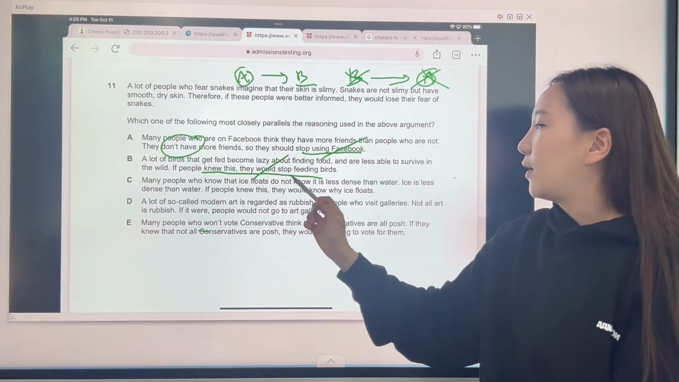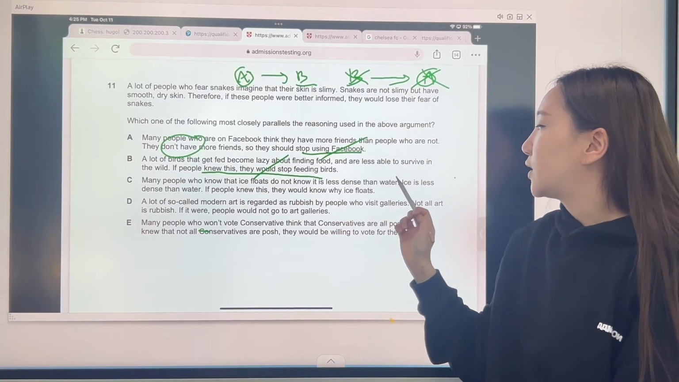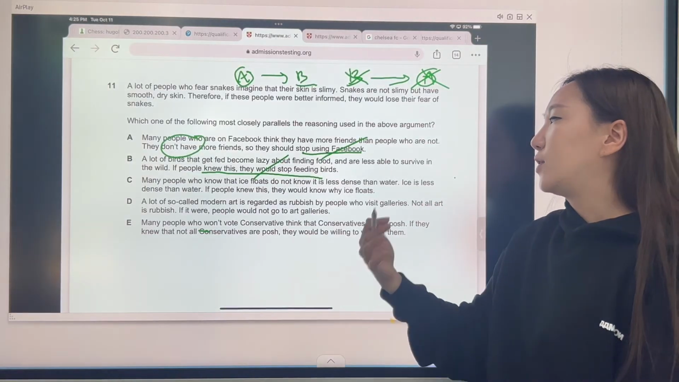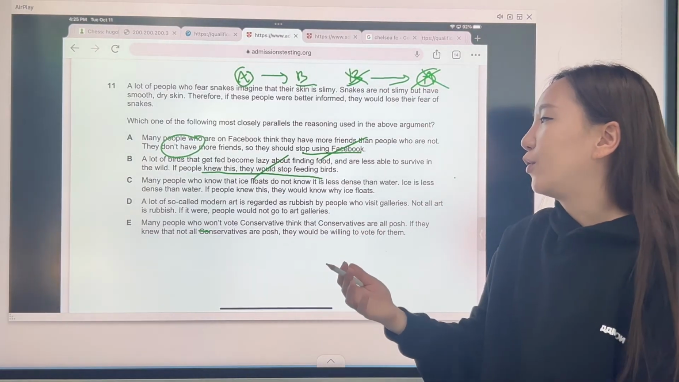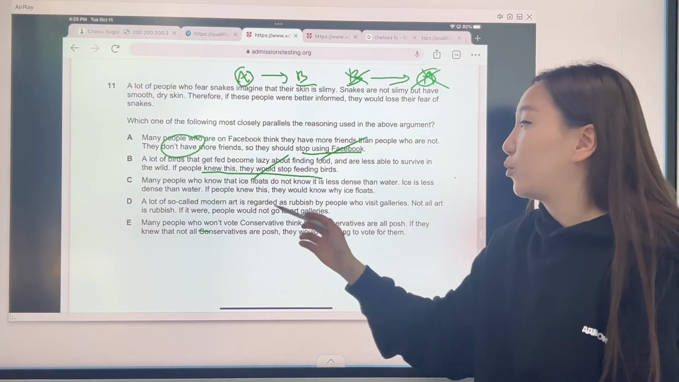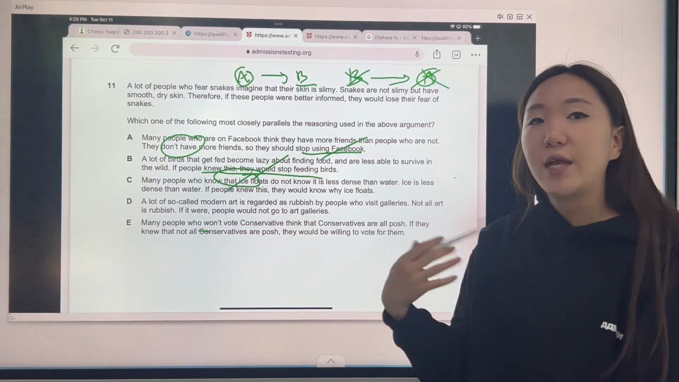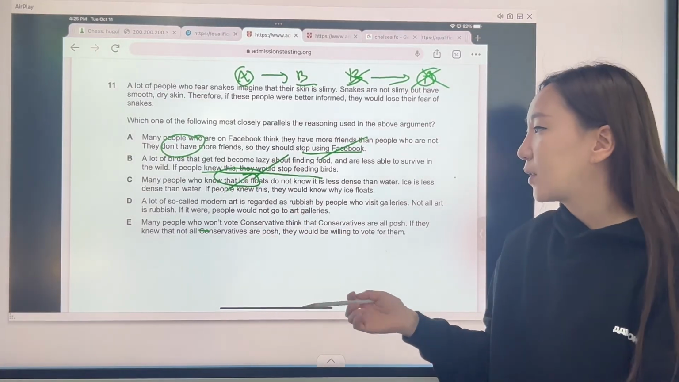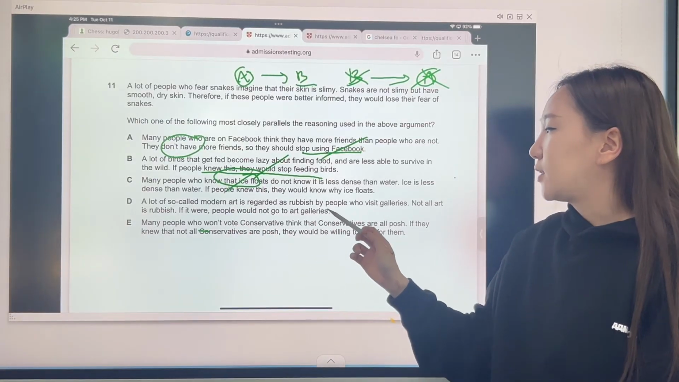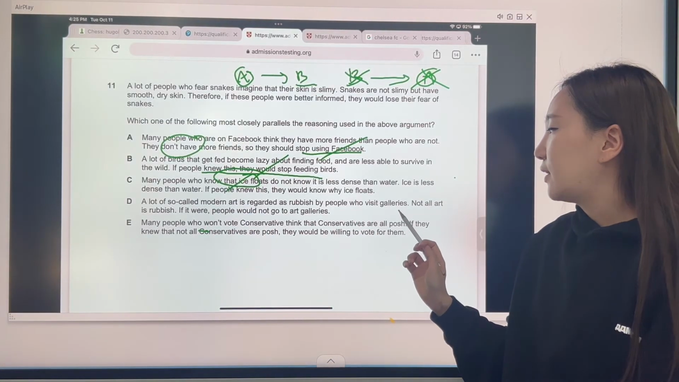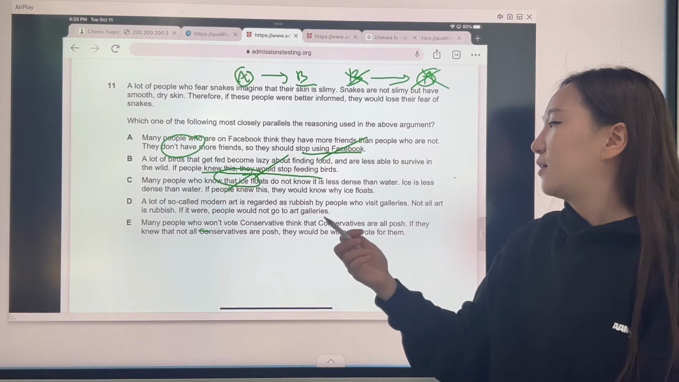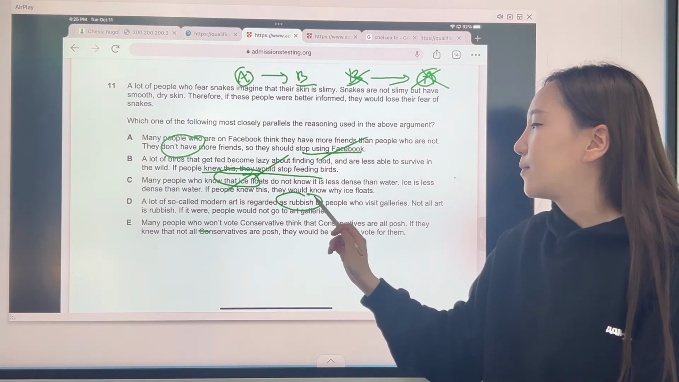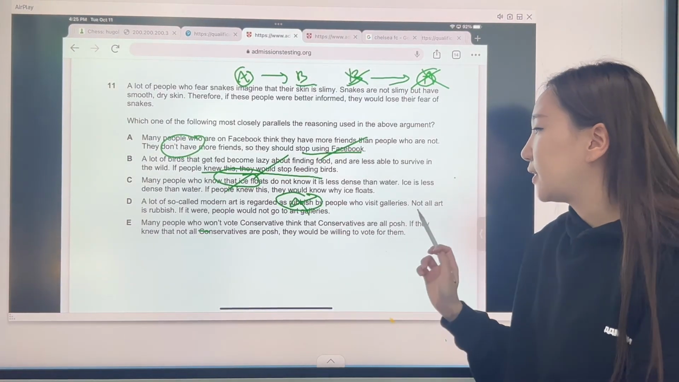Many people who know that ice floats do not know it is less dense than water. If they knew that ice was less dense than water, they would know this doesn't even work, because it's not changing a belief or thought that they had before. A lot of so-called modern art is regarded as rubbish by people who visit galleries. If they knew that, this doesn't work either, because it has to be an assumption that you can change, basically.